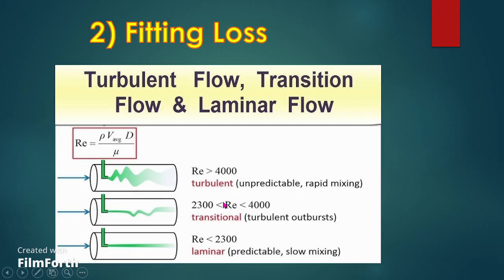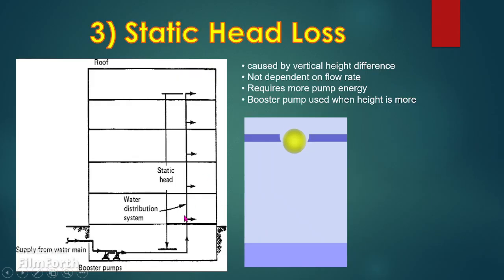Static head loss. Static head loss refers to the energy required to lift water to a higher elevation when supplying from a pump. The pump pushes water against gravity. This is the static head. In some systems, a booster pump is added, especially when the main pump cannot overcome the elevation.